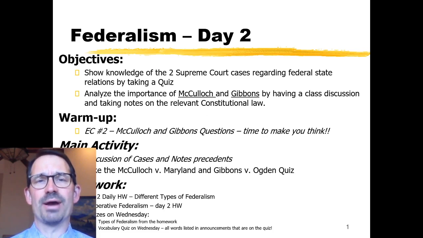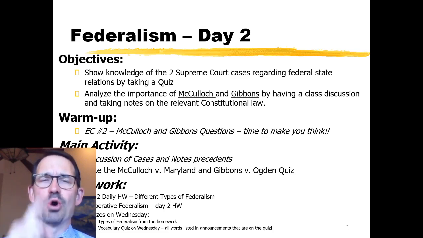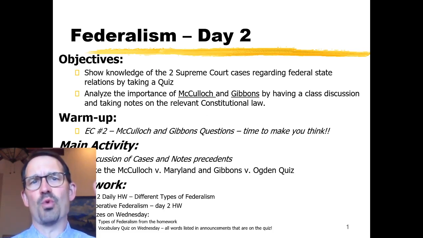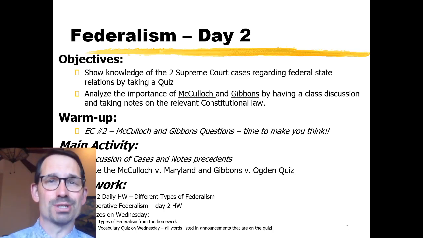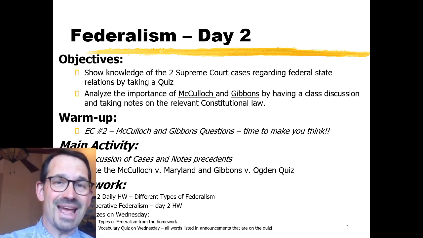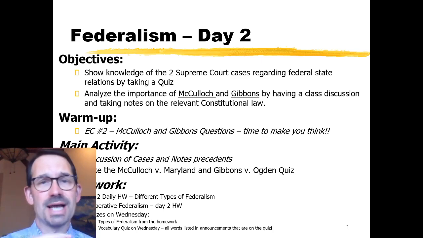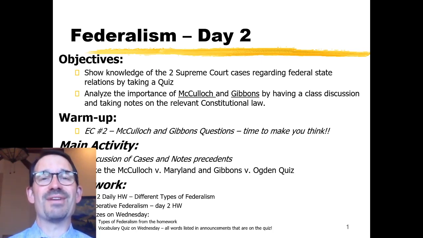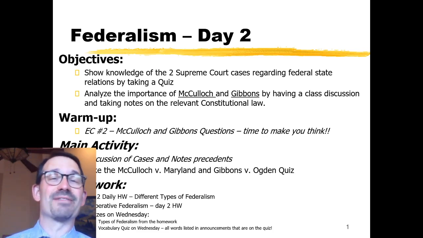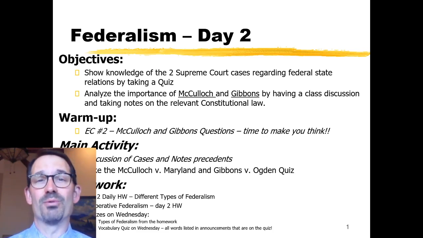And on Wednesday, you have 2 different quizzes going on. One on types of federalism and one on vocab. All the vocab on the quiz is listed on the announcements for Monday. All the words. I'm telling you the words that are on there. You have 18 minutes to take this quiz because there's 18 words. It's kind of crazy with the matching, so I gave you a little bit more time. Should be really easy to get 100.